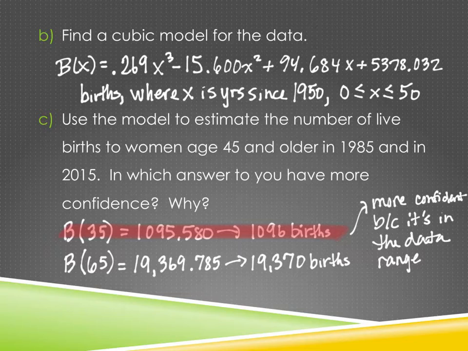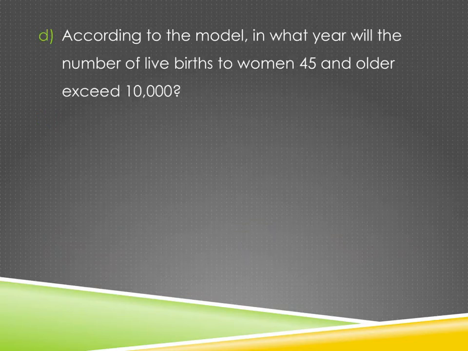Okay, one more question with this data. It wants to know, according to the model, in what year will the number of live births to women 45 and older exceed 10,000? So every now and then I will have somebody who will grab their calculator and use their table and just keep putting in random years until they hit the number 10,000. It's not what we're looking for, okay? We're looking for a specific way of finding that concretely instead of guess and check. I'm not saying that guess and checks altogether are bad. It's just not what we're looking for here.